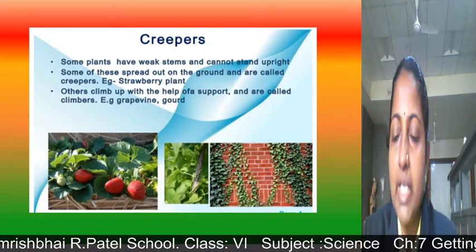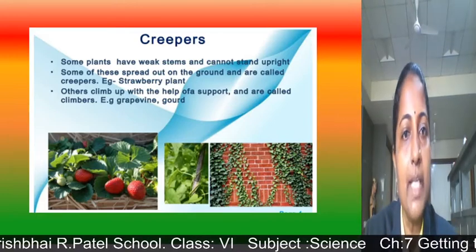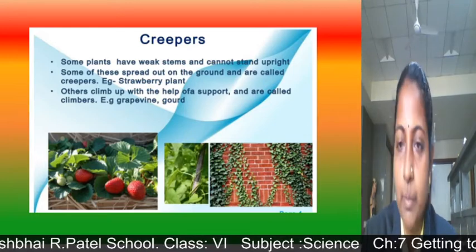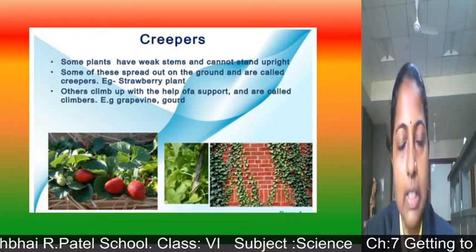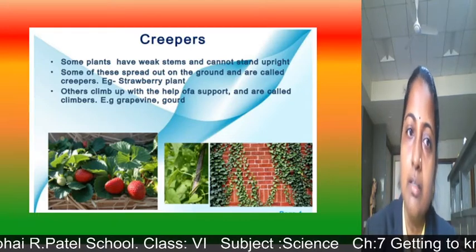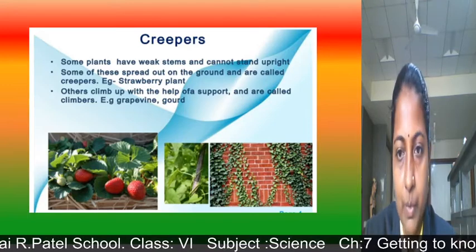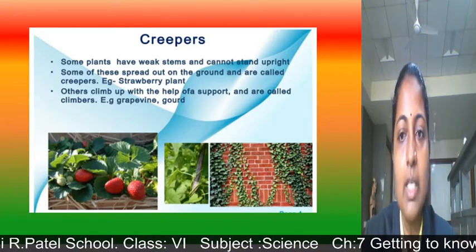Some plants have weak stem and cannot stand upright. Some of these spread on the ground and are called creepers. They are spreading on the ground, they are called creepers. Example, strawberry plant. Others climb up with the help of a support and are called climbers. Example, grapevine, gourd.